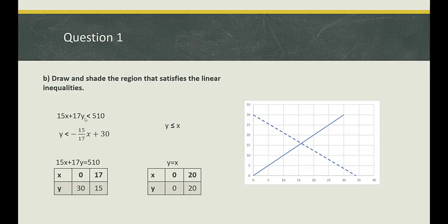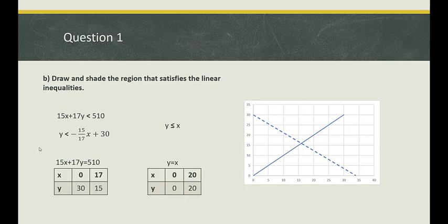So 15x plus 17y is smaller than 510. We're going to write it with respect to y. If we rearrange the whole inequality with respect to y, we get this: y is smaller than negative 15 over 17 x plus 30. So we're going to plot the graph out. When you want to draw and shade the region, you draw the graph on graph paper. This is a small example that I drew using Excel. You may draw it on graph paper on your own.